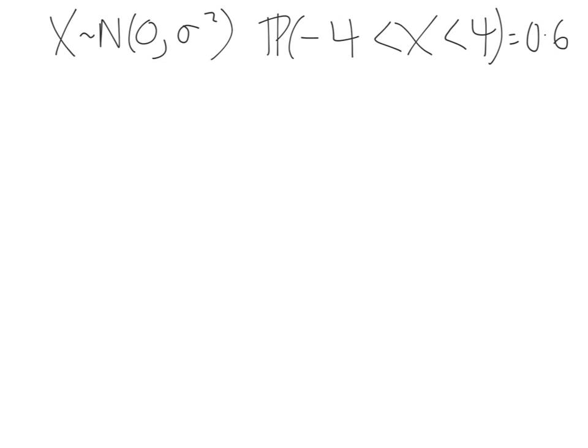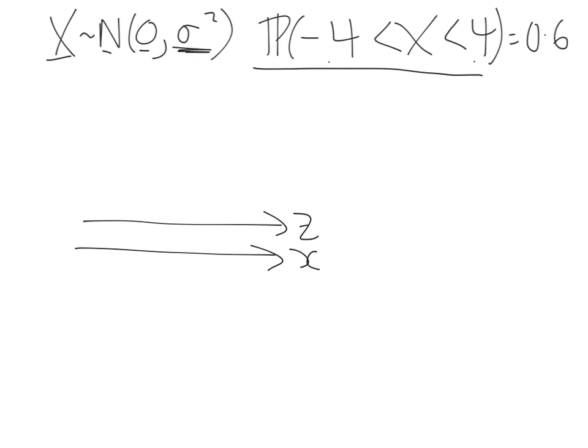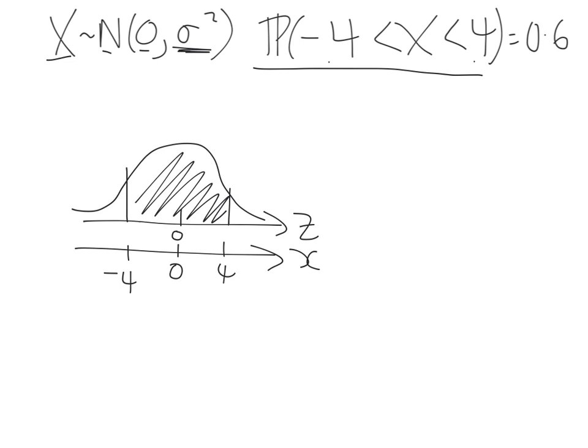Okay, right, so now x is a random variable with normal distribution, mean 0, variance sigma squared. This is the thing that we're trying to find out. And we know that the probability that x is between minus 4 and 4 is 0.6. So let's draw what we know. We've got our x-axis and we've got our z-axis above and our curve. So this is 0, this is also 0, this is 4, this is minus 4. Okay, that is 0.6, that area.